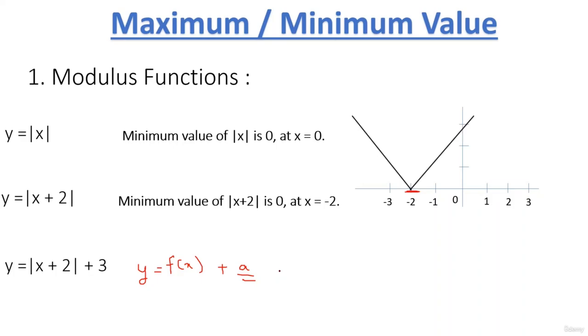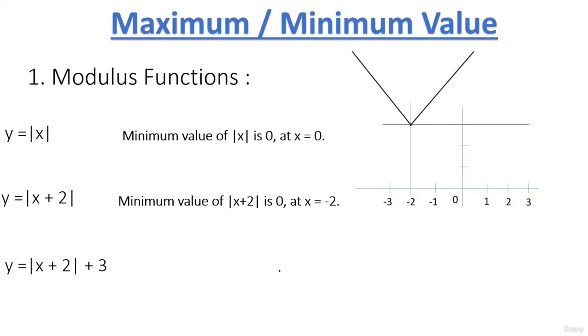Sign of a here is positive. That means the graph will go up by a steps. Here a का value is 3. So our graph will now go up by 3 steps. Right? So what do you observe, guys?